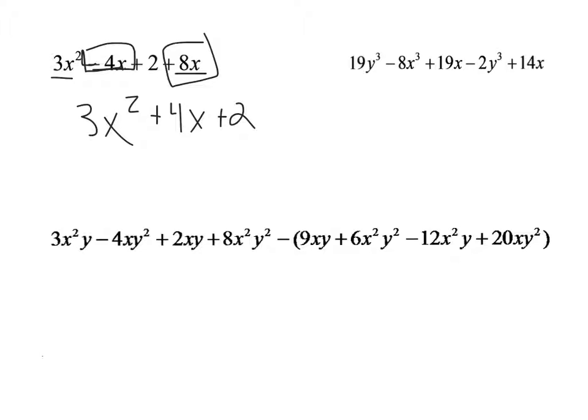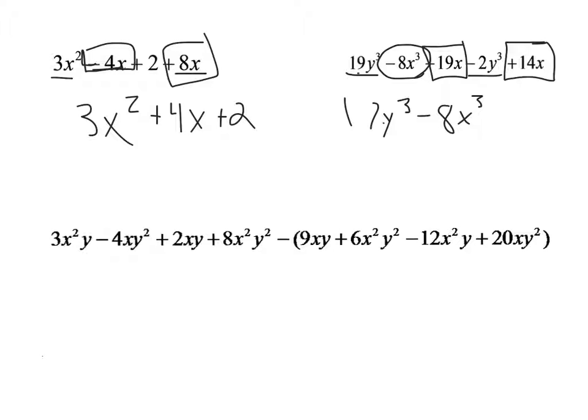Same thing over here. The exponents have to be the same. So 19y to the third and negative 2y to the third becomes 17y to the third. Negative 8x to the third just stays negative 8x to the third. And then 19x and 14x give me a positive 33x.